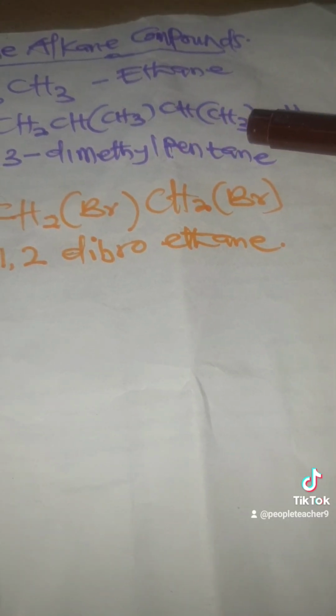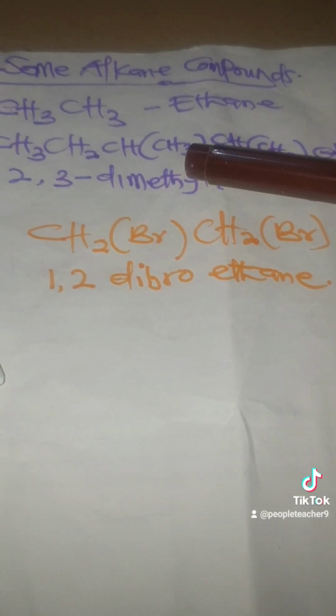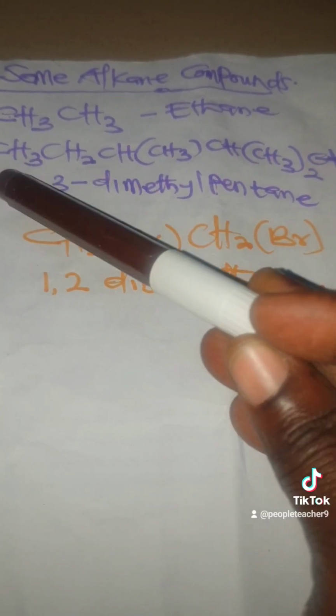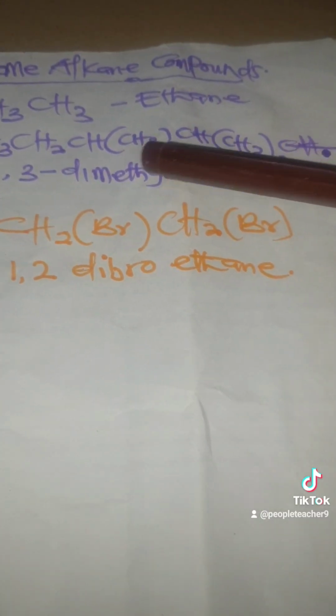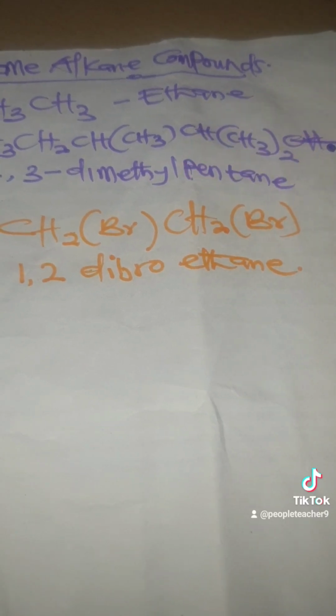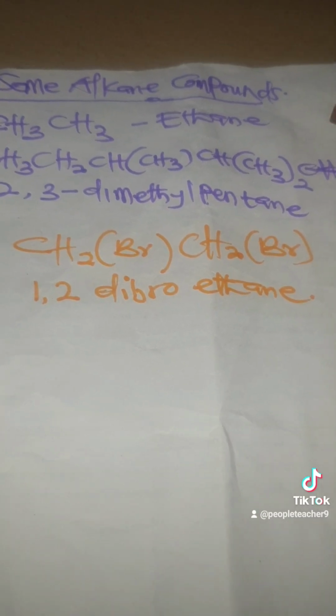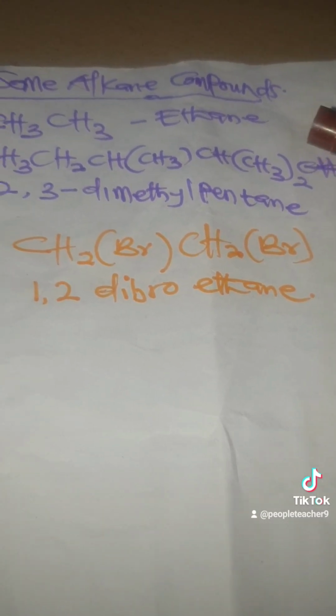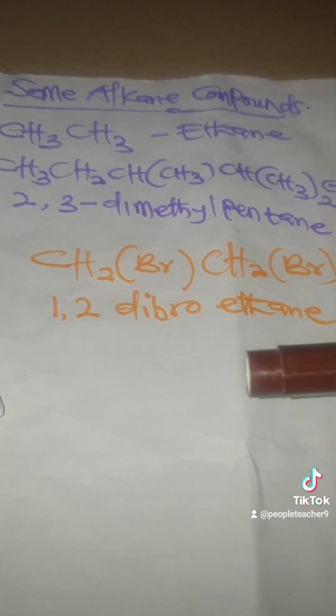So the immediate branches of the compounds, that is where we start to count from. Other than that, we would have started counting from here, but because it bonds from here up to here, we'll start taking it from here. That's why we have it to be 2,3-dimethyl pentane.